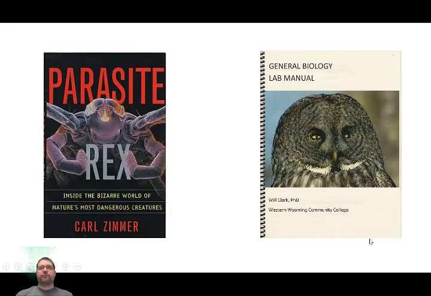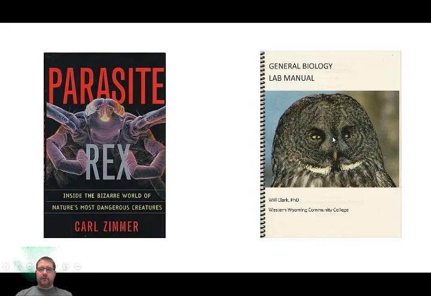Okay, so first off, for the students that are taking the course for credit, there are two required pieces of literature. This book by Carl Zimmer, which is called Parasite Rex. That's going to be the reader for the course. You're going to have weekly quizzes on chapters in this book. It's a nonfiction book about parasites. It's a really interesting read.